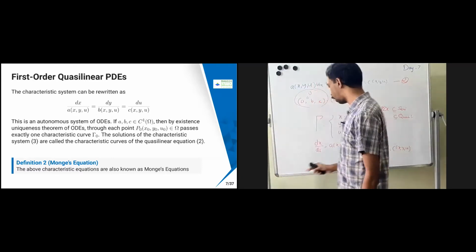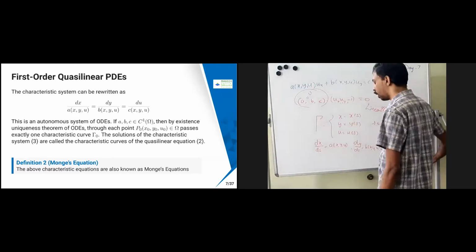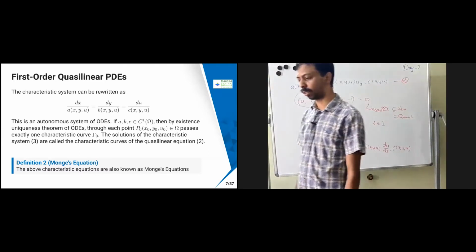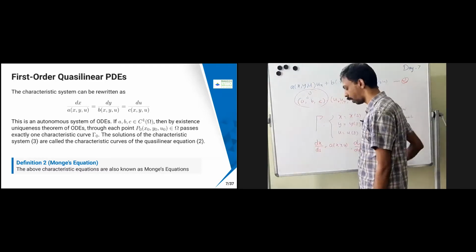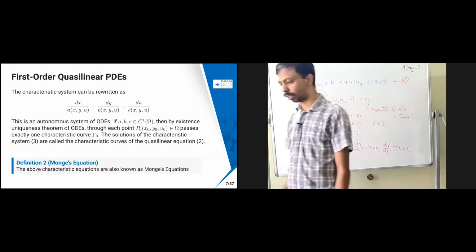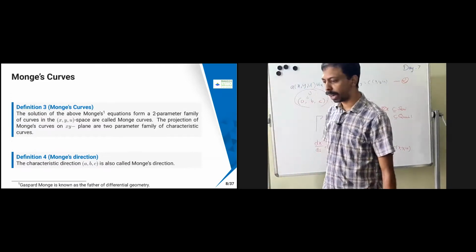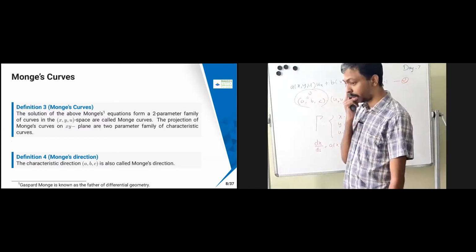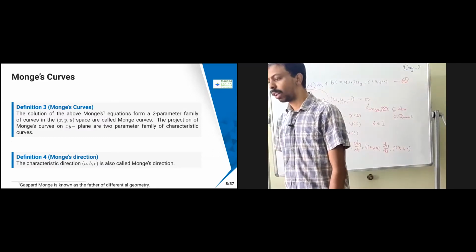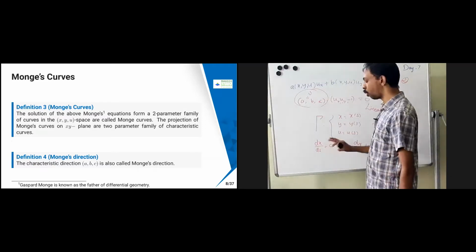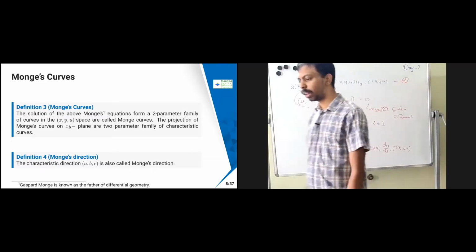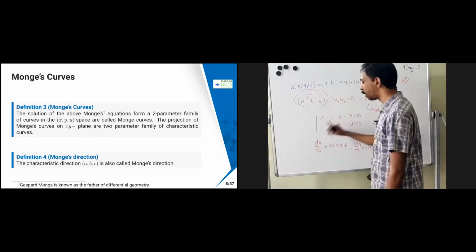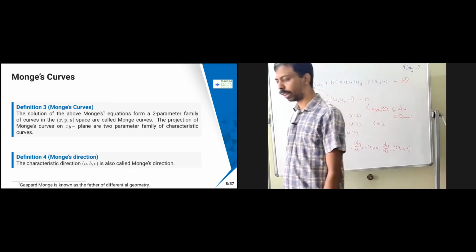This characteristic equation, whatever we have written here, is also called Monge's equation. Similarly, the solution of Monge's equation forms a two-parameter family. We'll see a little later how it comes about. This curve, whatever you get here, is also called the Monge curve.